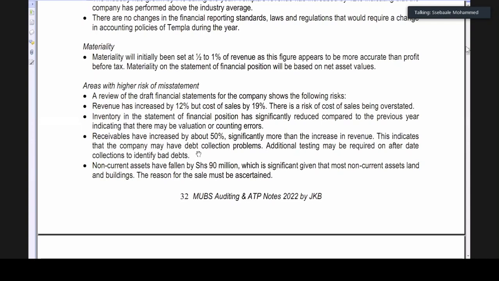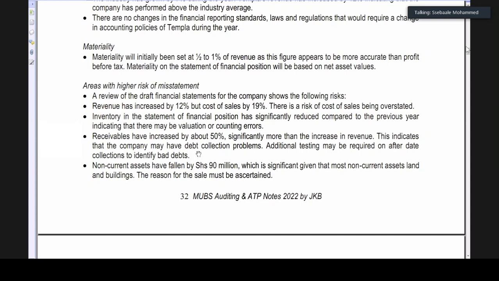Yeah. Receivables have increased by 50%, significantly more than revenue. Now, this is a very big problem. Your receivables should move in line with the increase in revenue. But if they increase by 50% more than the increase in revenue, that means that you are selling a lot on credit and you are not collecting.